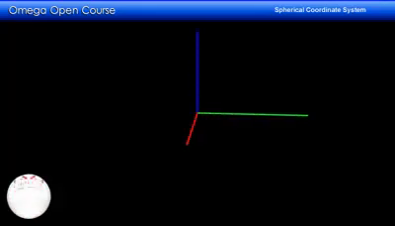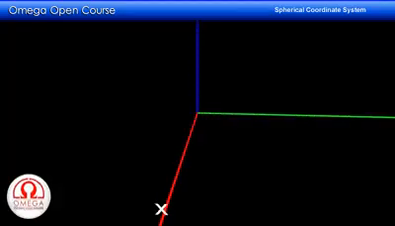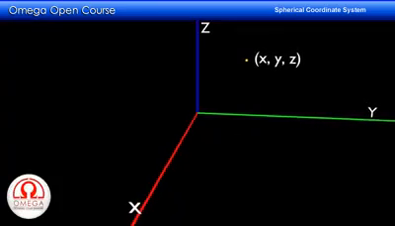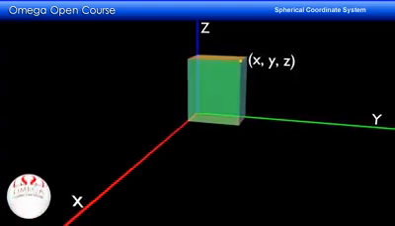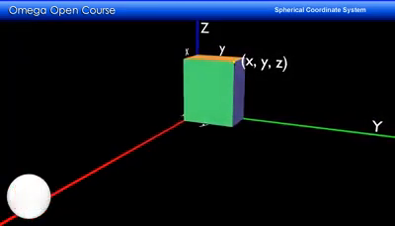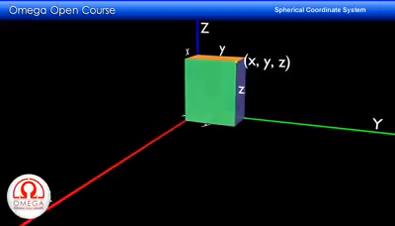To specify any point uniquely in a three-dimensional space, at least three independent parameters are required. We call these parameters coordinates. In Cartesian coordinate system, these parameters are the distances of the point from three perpendicular planes, which we know as x, y, and z coordinates.